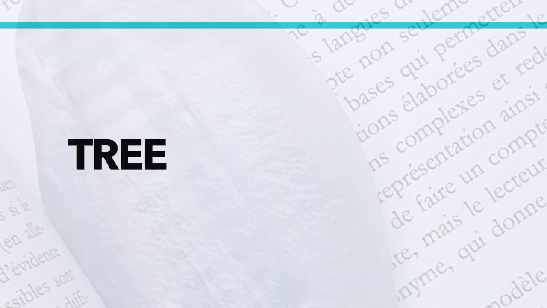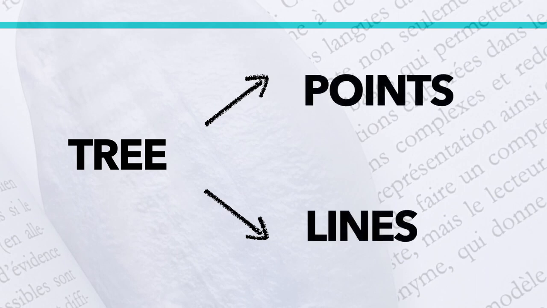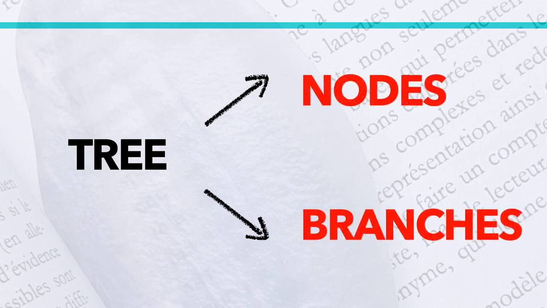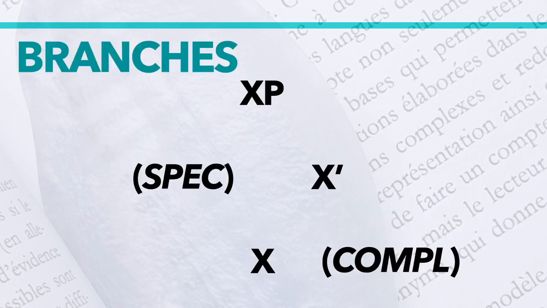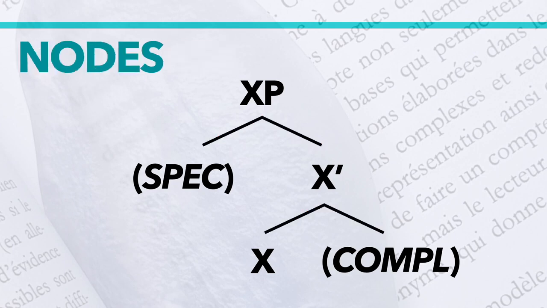Now let's talk about syntactic trees. Syntactic trees are composed of several points and lines, which are called nodes and branches, respectively. Branches, the lines, indicate the distance between nodes. For example, consider each branch as 1 centimeter. In that case, the distance between XP and X-bar would be 1 centimeter, whereas the distance between XP and X would be 2 centimeters. Nodes, on the other hand, include the endpoints of branches and the intersecting points as well.